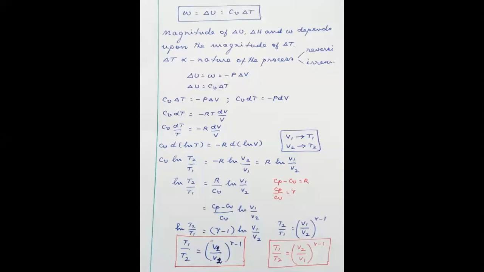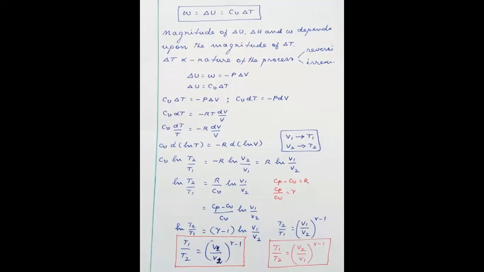So the magnitudes of delta U, delta H, and W depend upon the magnitude of delta T. But delta T actually depends upon the nature of the process, if the process is reversible or irreversible. So look here, actually at constant volume condition, there is no work done because work itself is expansion or change in volume. But we want to equate so that we can arrive at the various temperatures at various volumes.